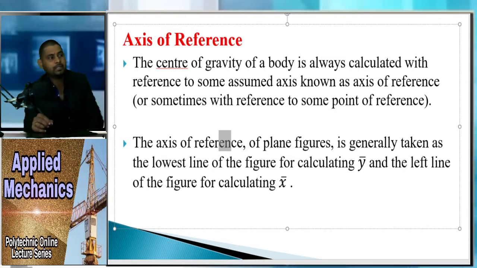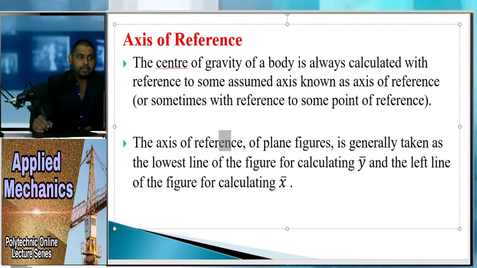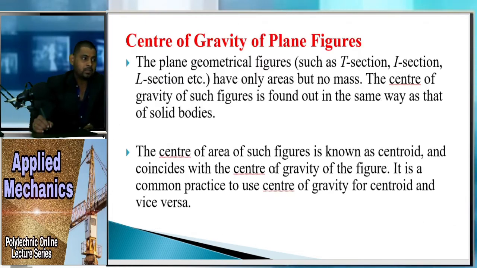Then the center of gravity of plane figures. You can see here the plane geometrical figures such as T section, I section and L section, etc. have only areas but no mass. The center of gravity of such figures is found in the same way as that of a solid body. The center of area of such a figure is known as the centroid and coincides with the center of gravity of the figure. It is common practice to use center of gravity for centroid and vice versa.